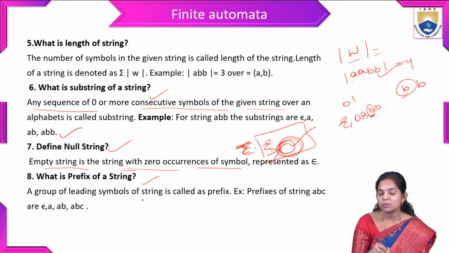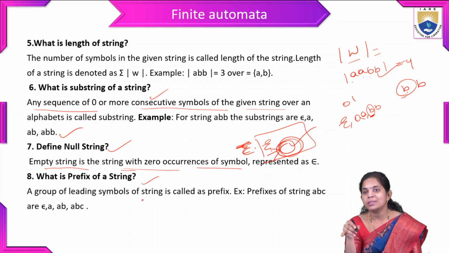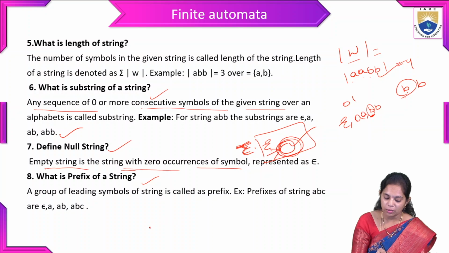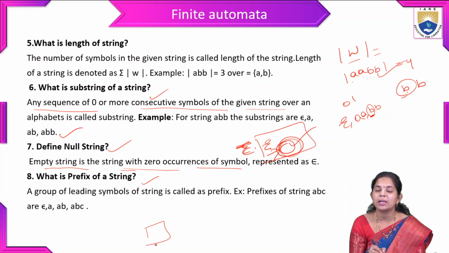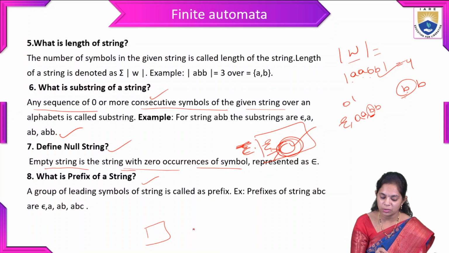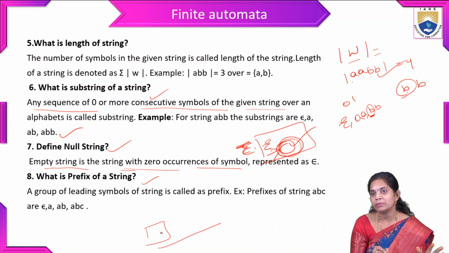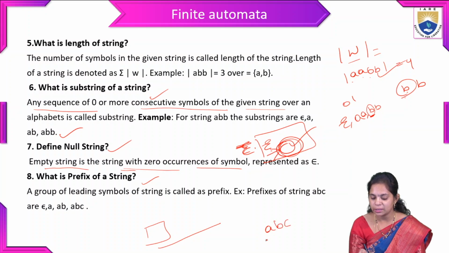What is a prefix of a string? Prefixes and suffixes. Prefix means the left hand side part of any string; we call it a prefix of the string. Suppose this is the entire string. Prefix means whatever is in the left hand side. ABC is an example, or AA, BB, and CC.